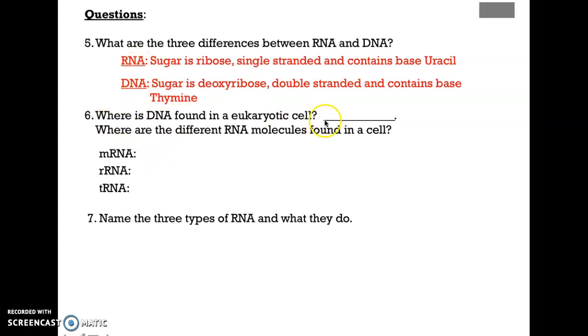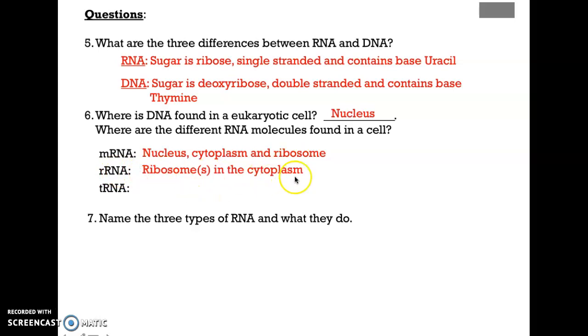So where is DNA found in eukaryotic cells, like what we have in our body? That should be an easy one for you, the nucleus. And what are the different strands of RNA molecules? Messenger RNA can be found in the nucleus where it starts, then it brings that code out to the cytoplasm and parks itself on the ribosome. So there's a few different options. Ribosomal RNA can be found in the cytoplasm, and transfer RNA is also going to be in the cytoplasm and also makes contact with the ribosome when it brings in its anticodon and the amino acids.